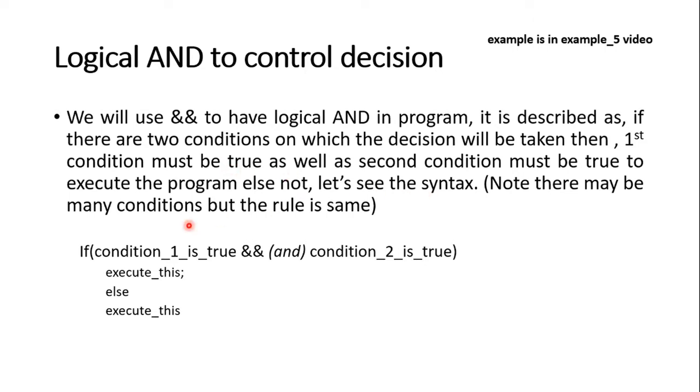Let's see the syntax. If condition 1 is true and condition 2 is true, then it will be executed. Else execute the other thing, that will be spoken later. So the logical AND will operate like this: if condition 1 is true and condition 2 is true, then it will be executed, else this will not be executed. We can think of logical AND as multiplication, that is, if this is true and this is true, that will be true.